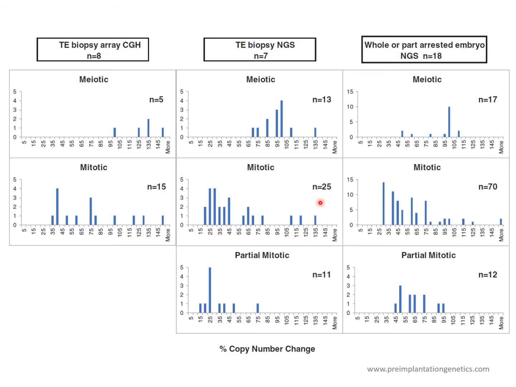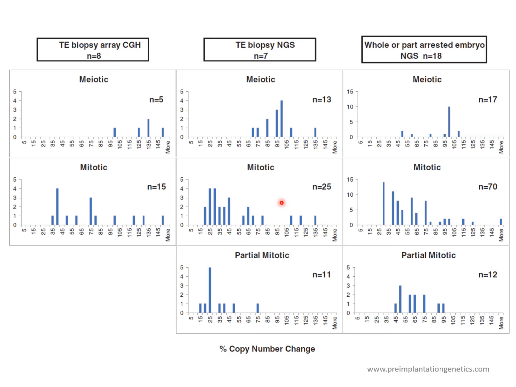The patients, a couple of them were advanced maternal age, but not all of them in this case. Nevertheless, the number of mitotic changes picked up by copy number profiling by NGS was far in excess of the number of meiotic aneuploidies. And of course, it's the meiotic aneuploidies that we're worried about, which we know will affect the whole embryo and we know are lethal.